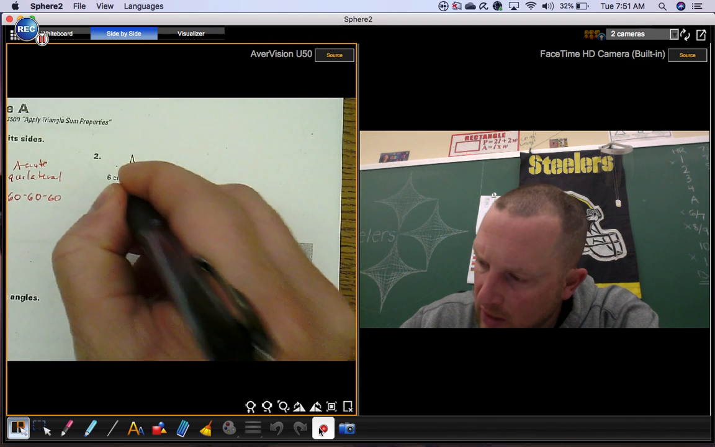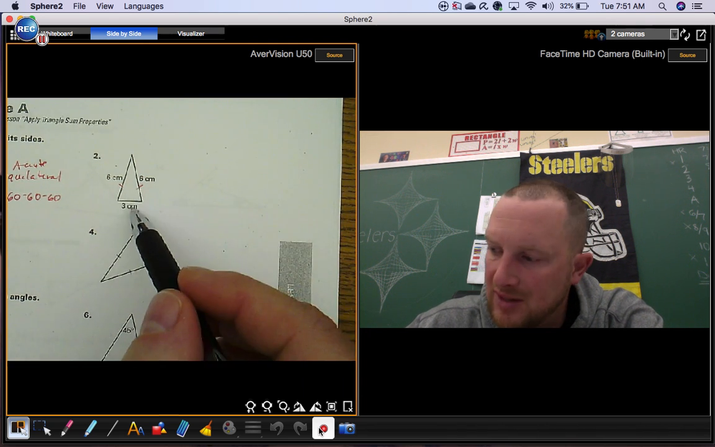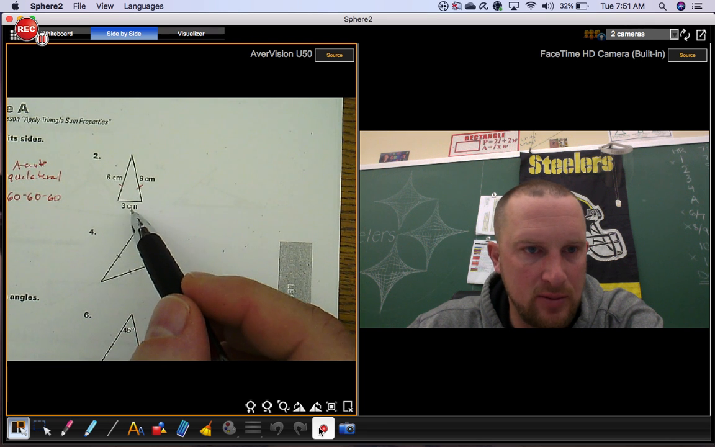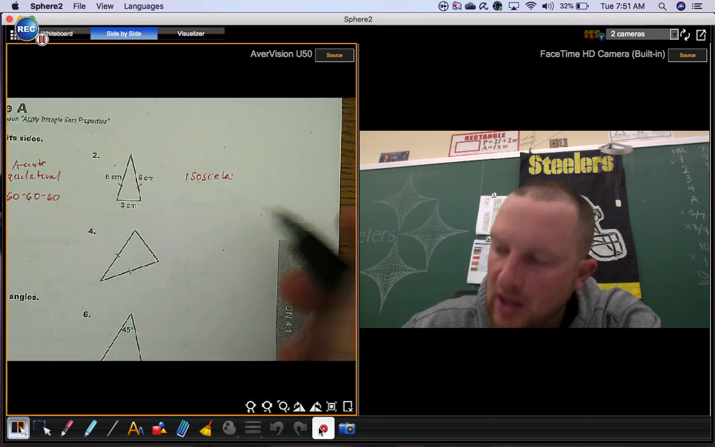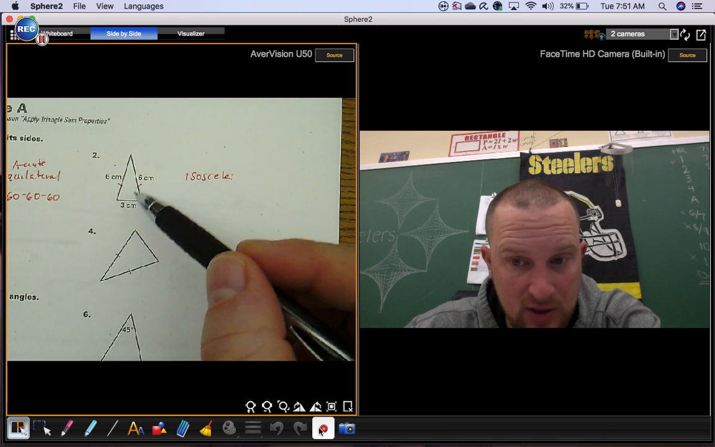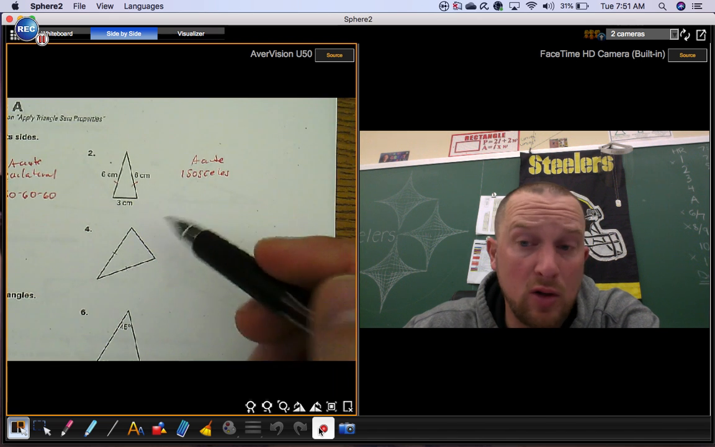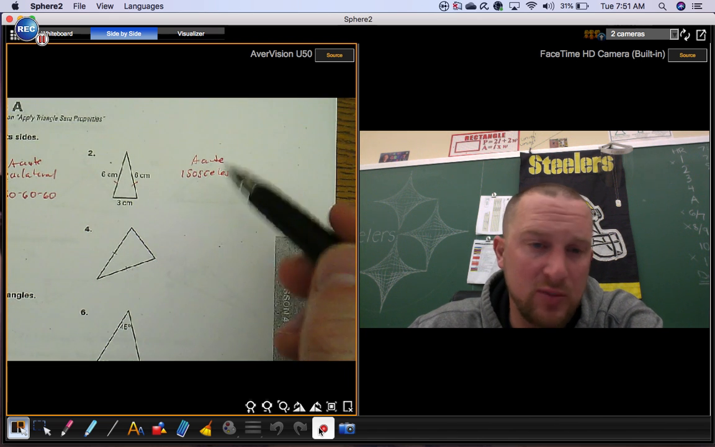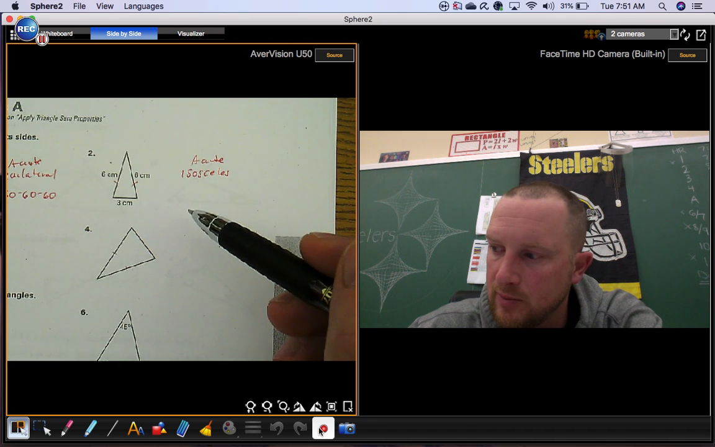In number 2, we have two congruent sides. Both have a length of 6 centimeters. This side is not the same length as that one. This is an isosceles triangle. And it's possible that isosceles triangles could be acute, like this one. It sure looks like this one's acute. All of the angles are acute. You could also have an obtuse isosceles triangle. We'll see that at some point on this worksheet.